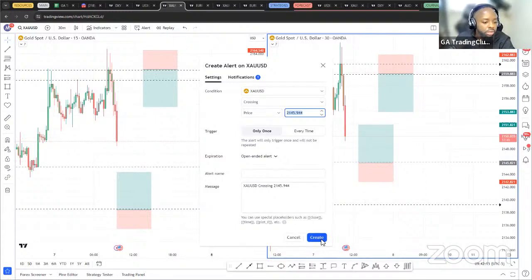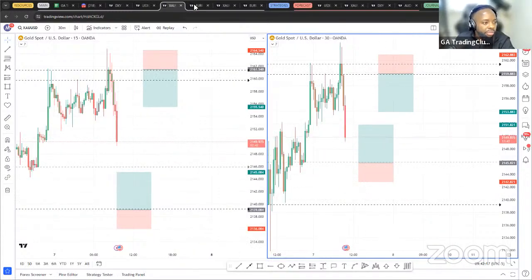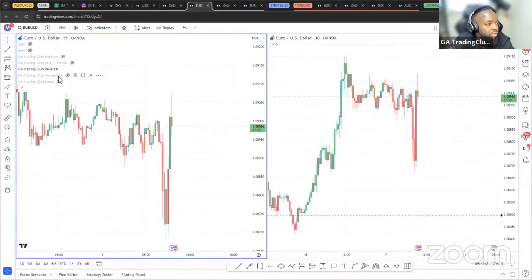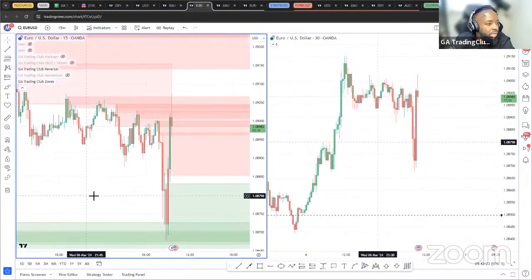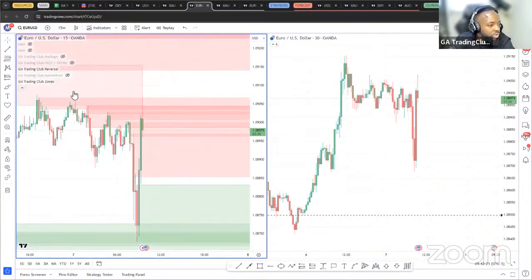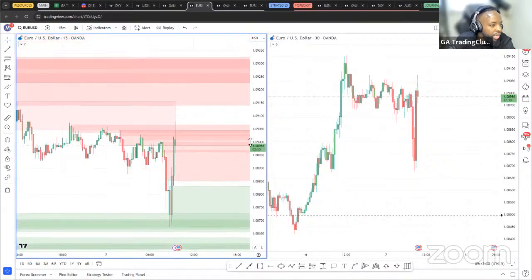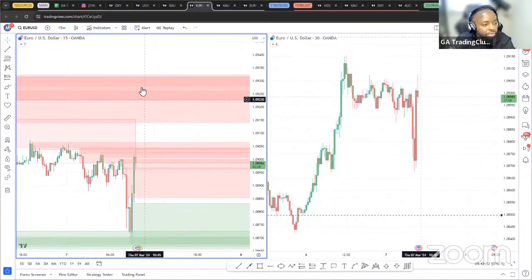Add alert. All right, so we already have our alerts there. So we should be able to get alerted when price gets to our zones. Here on EU, again, we don't want to trade the market open candle. So we look for the next zone, and if you have two zones like this, this is inner supply, and two inner supplies here.